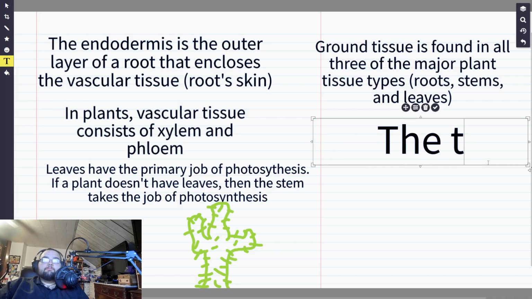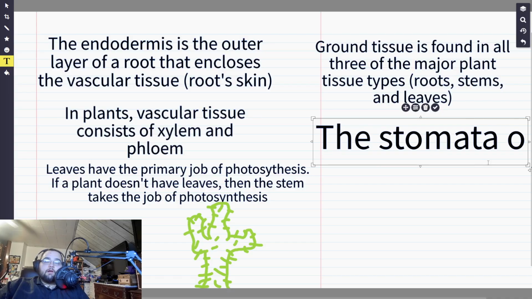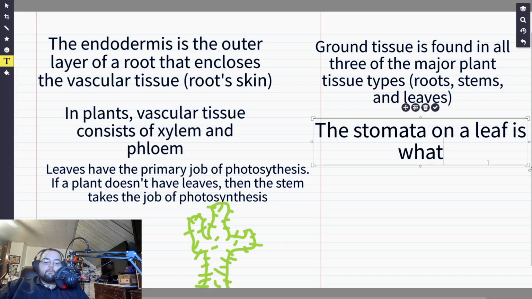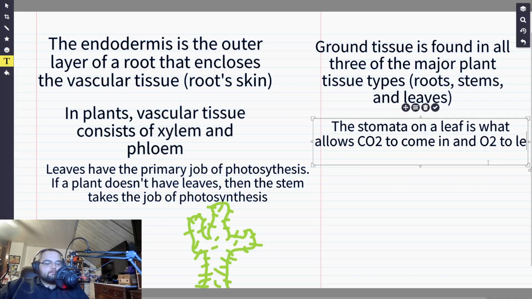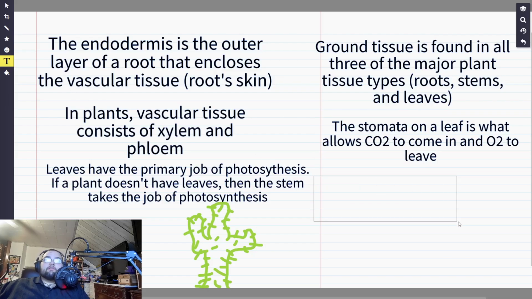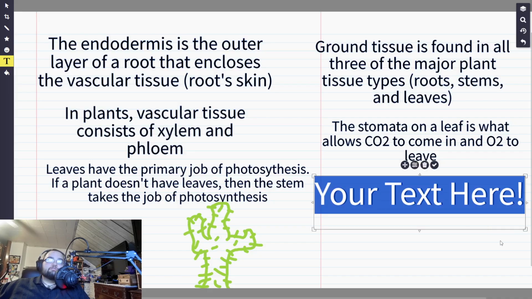The stomata on a leaf is what allows CO2 to come in and O2 to leave. Remember, CO2 is carbon dioxide, O2 is oxygen that we breathe in. The plant uses carbon dioxide to make its food and its sugars, and the oxygen is a waste product. The stomata is the part of the leaves that takes it in and lets it out. So you can think about it almost as the nose of the leaf, or the nose of the plant.